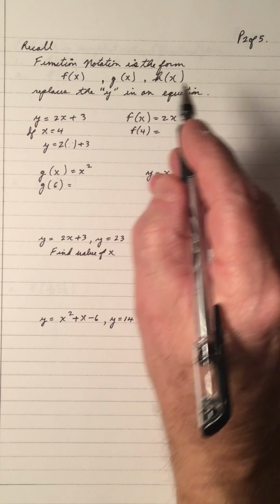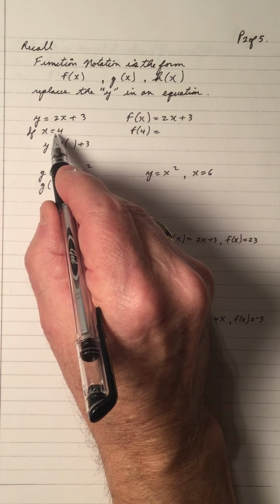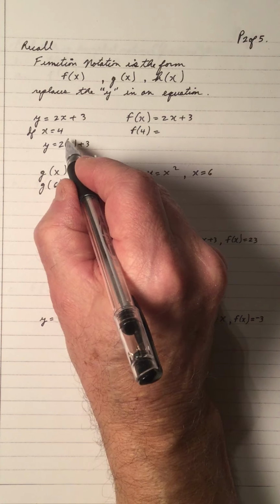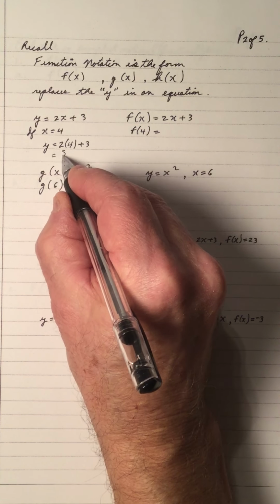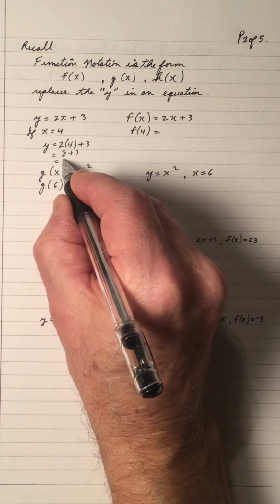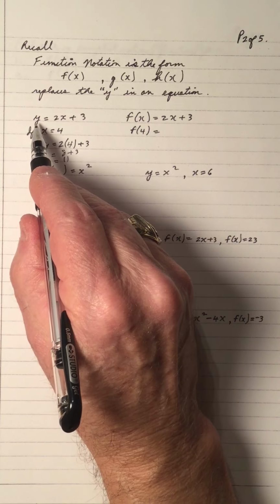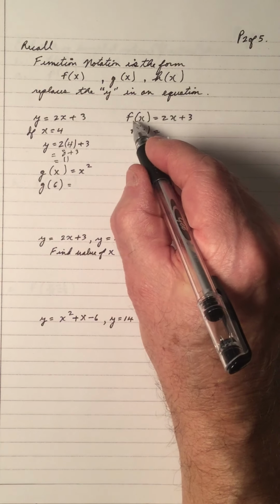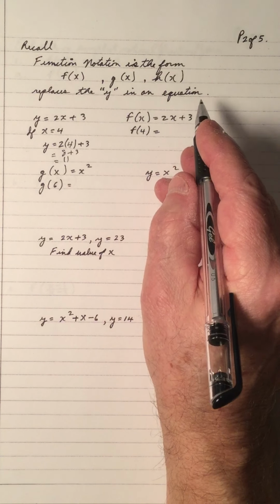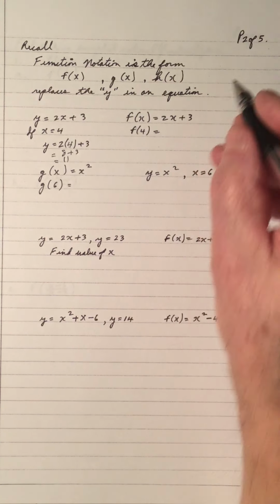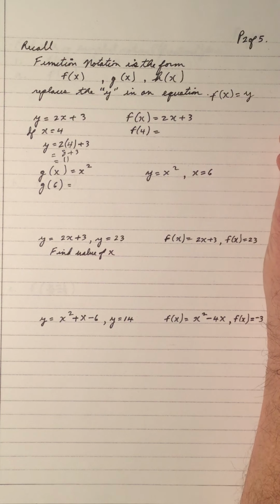Let's do some examples. y equals 2x plus 3. If x is 4, then you put 4 in the place of x in the equation, and you get 8 plus 3, which gives you 11. Similar to that, if you let y equal f of x, the f of x and the y are acting the same, they're equal to each other. The f of x is the y value.